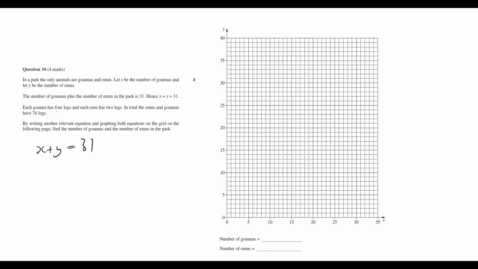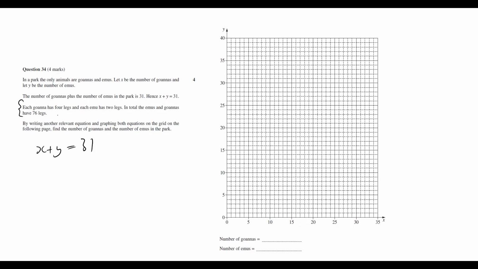Okay, so each goanna has 4 legs and each emu has 2 legs. In total, the emus and goannas have 76 legs. So by writing another relevant equation and graphing both equations on the grid on the following page, find the number of goannas and the number of emus in the park. Alright, well, going off of this information here, that each goanna has 4 legs and each emu has 2 legs, in total the emus and goannas have 76 legs.